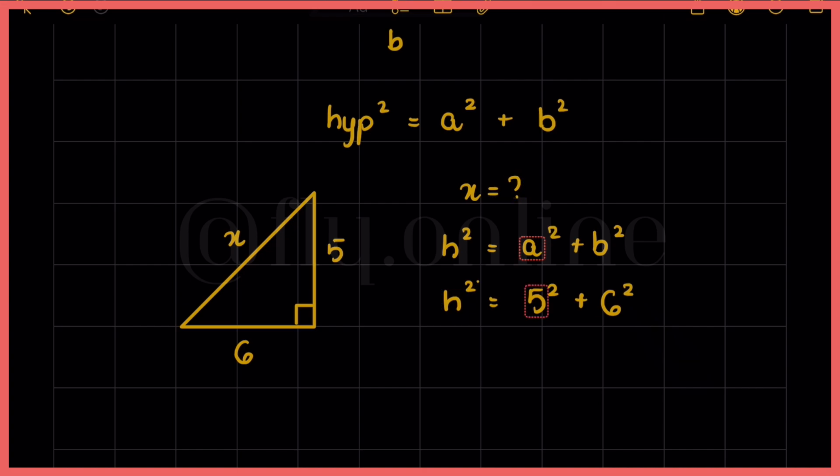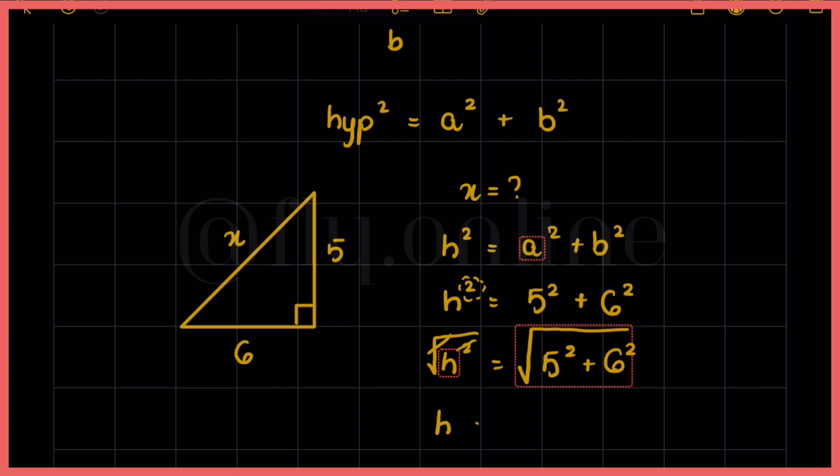Now moving our square to the other side will give us a under root in order to cancel it out from the left hand side of the equals. This will give me under root 5 squared plus 6 squared. So h is equal to 7.810, which is the value for hypotenuse or side x.